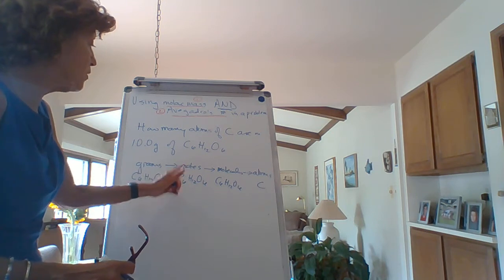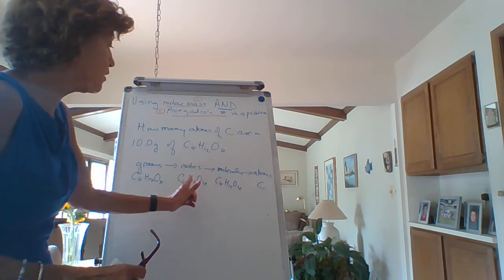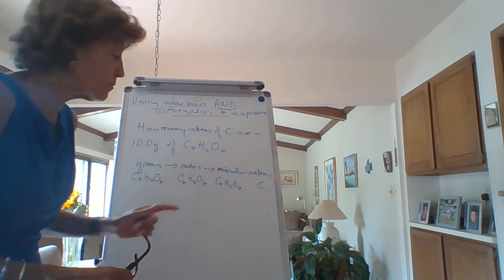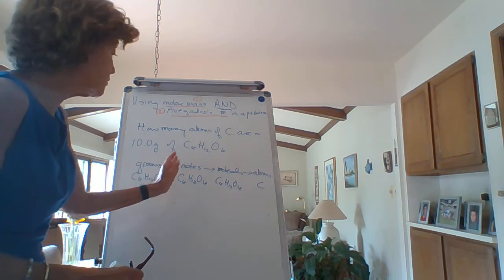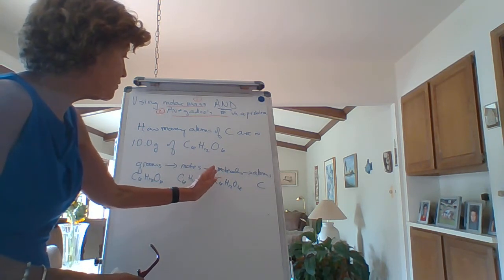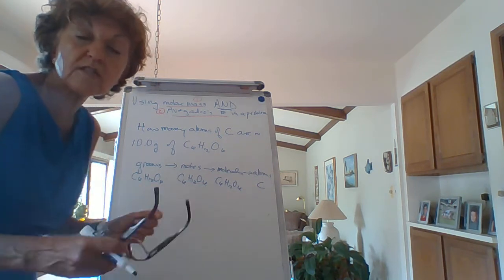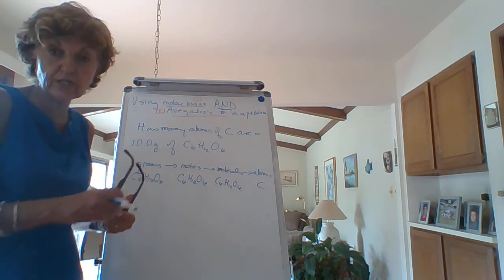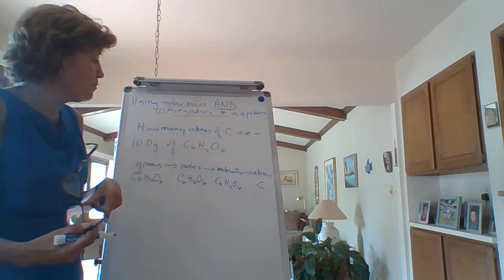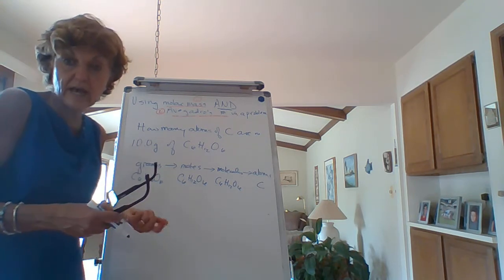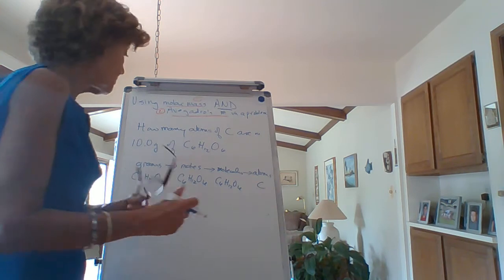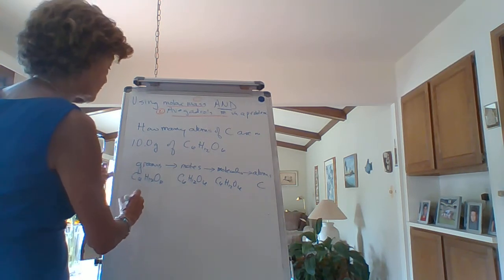And then to go from moles of glucose to molecules of glucose, you're going to need Avogadro's number. So molar mass to do this, Avogadro's number to do this, and then to go from molecules of glucose to atoms of carbon, that's where you use that composition ratio, that for every 1 molecule of glucose, you have 6 atoms of carbon. Okay, so let's see if we can set this up.